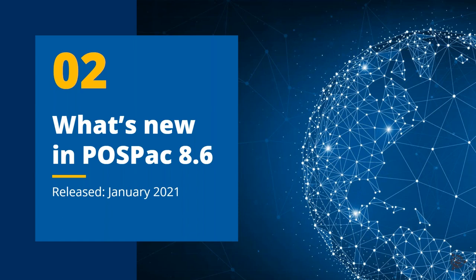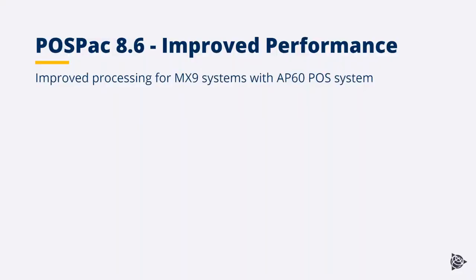There's some new nice things there as well. This version was released in January 21, so roughly 1.5 months ago. And yeah, the biggest thing here is improved performance for MX9 users with AP60 positioning system. So with MX9, we have two options. We have AP40 and AP60. So this is more for those who have AP60 system.